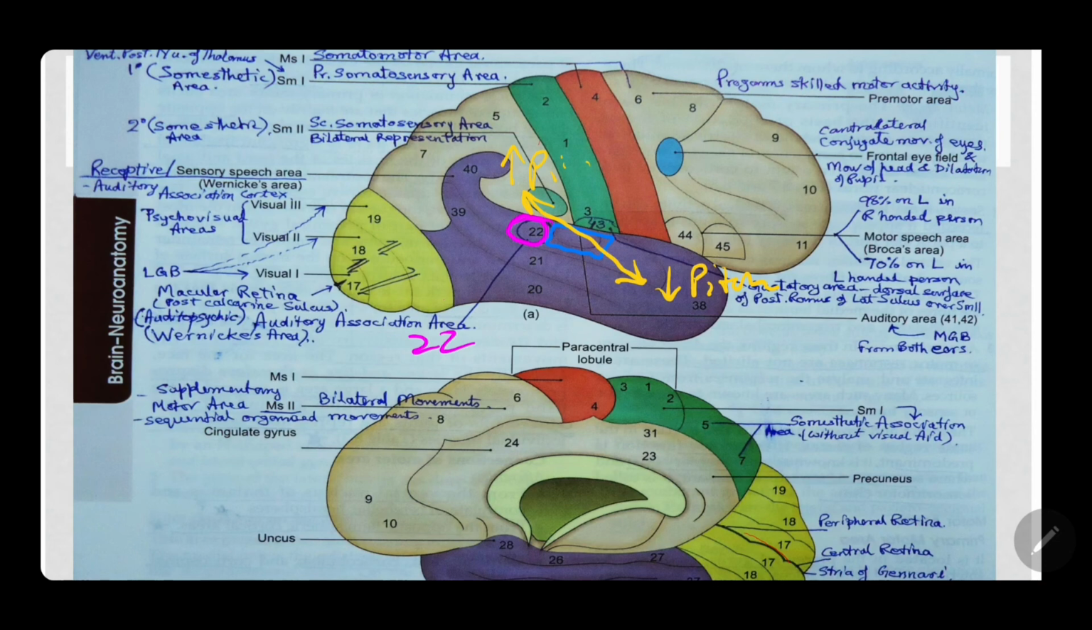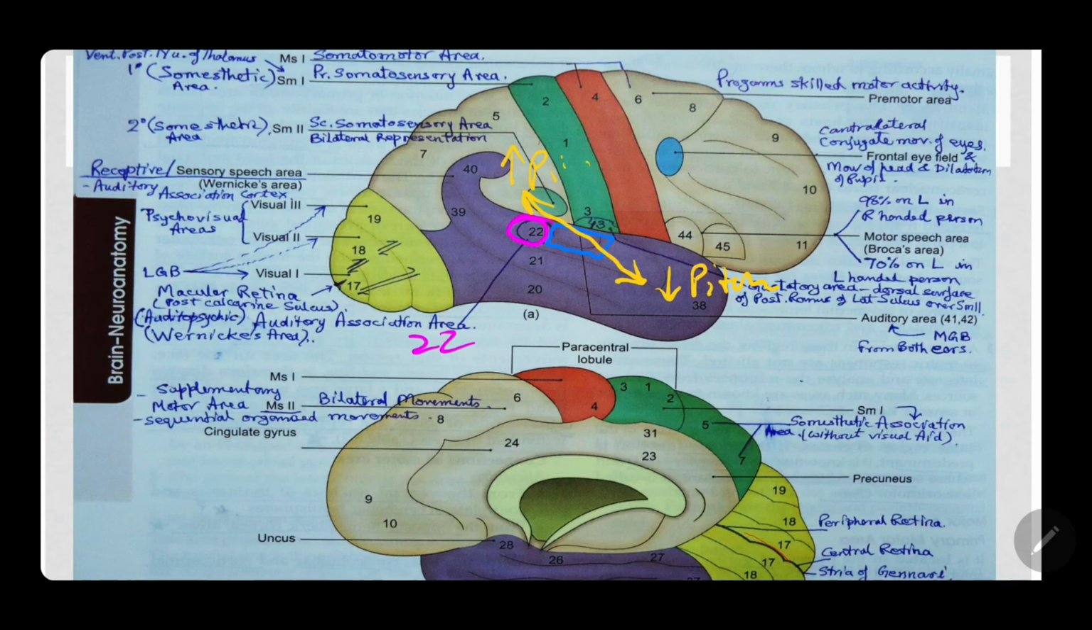Like if you ask somebody what's the place where you live, where's your home, or what's the name of your father, these are simple questions which are already stored in your memory, and they will be correlated with the auditory impulses for the answers to be given. So this is area number 22, that's the auditory association area. Okay, now this I will tell you when I'll be teaching you about the lesions of these areas, right?